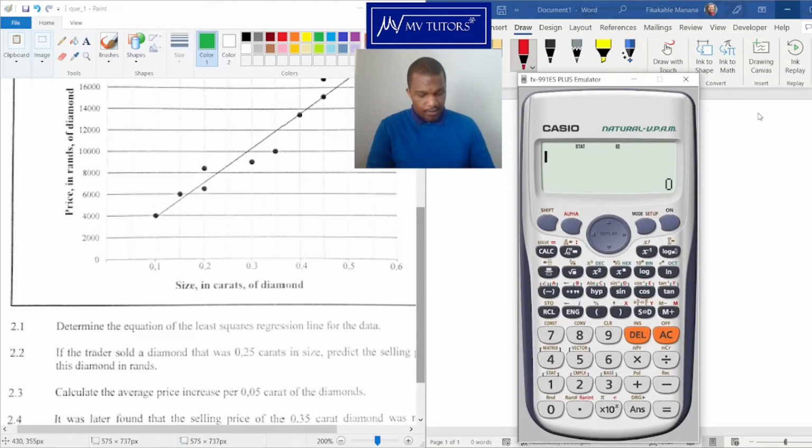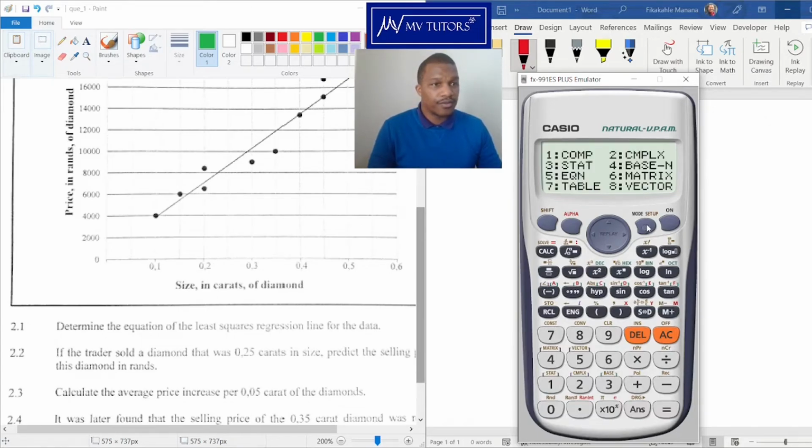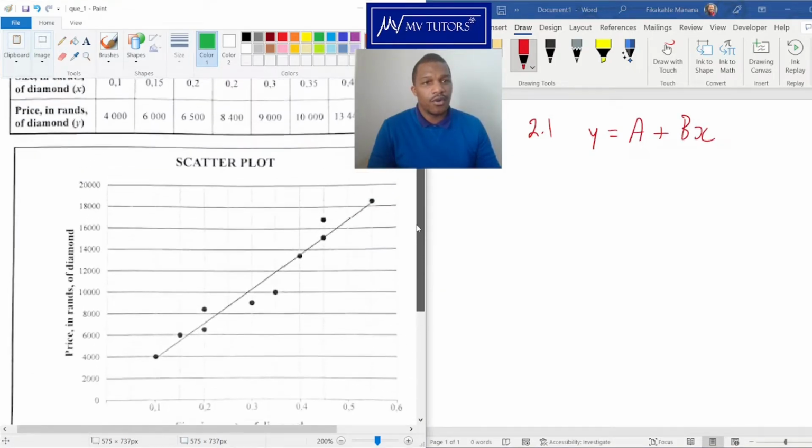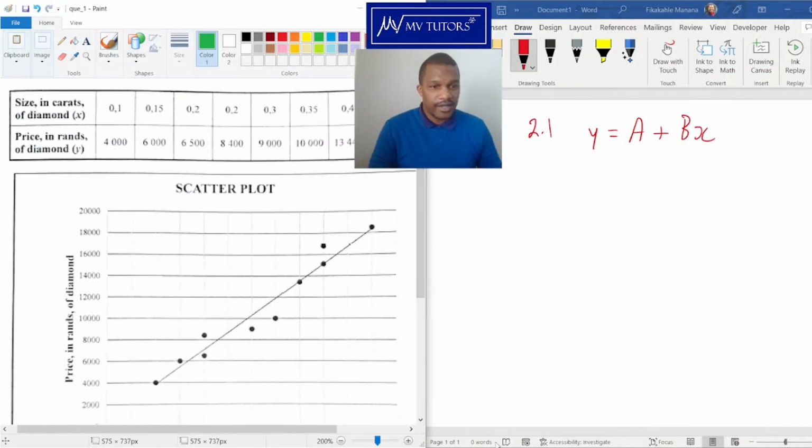And we're going to go to mode, and then we're going to go to stat. Then we're going to go to this second one, because that's the formula we want. It's the formula of a line, A plus bx. Let me just put it here: y equals A plus bx. This is just for your understanding.